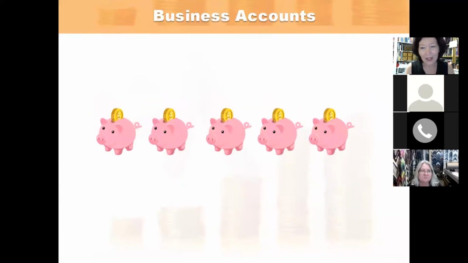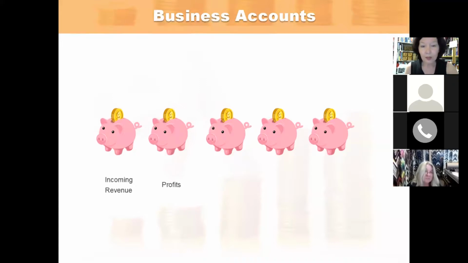Okay. So now, instead of cookie jars, we have piggy banks because it just seemed more business-like. So for the businesses, you're going to have 5 accounts again. The other one was 1 checking account and 5 savings accounts. This one is going to be 2 checking accounts and 3 savings accounts. So your first piggy bank is going to be where you put all the revenue that comes in. You put that into the checking account.